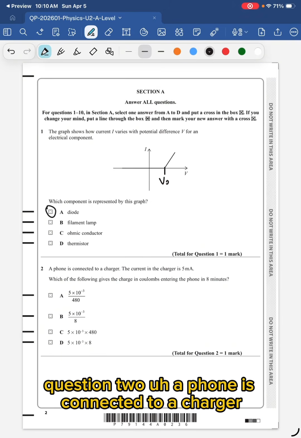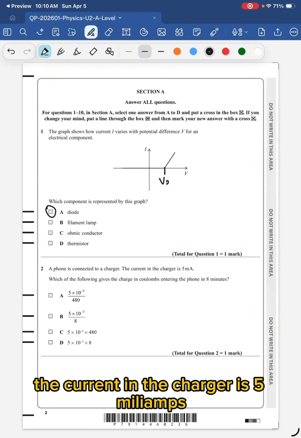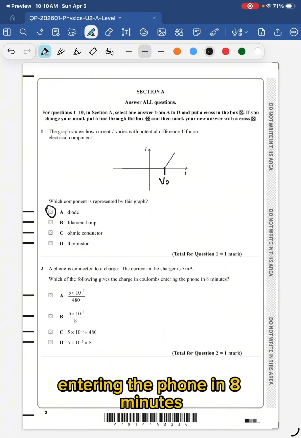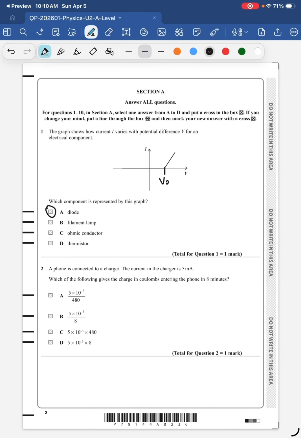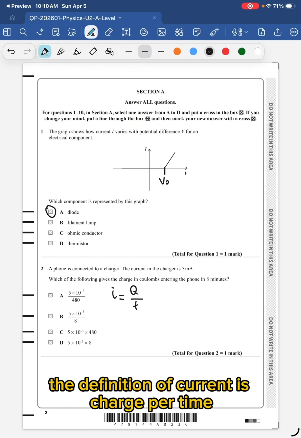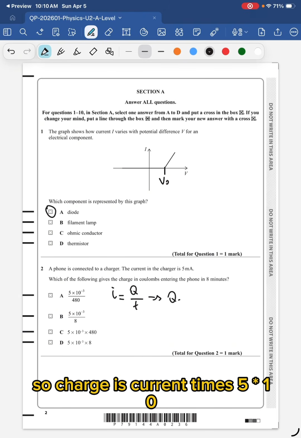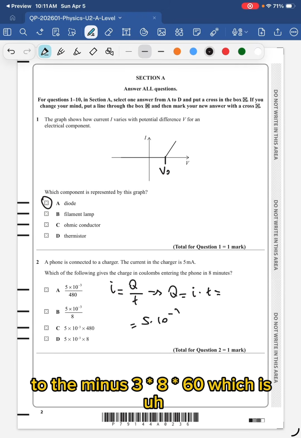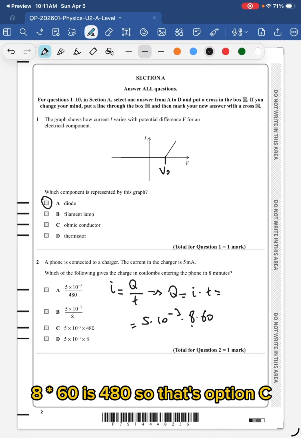Okay, question 2. A phone is connected to a charger. The current in the charger is 5 milliamps. Which of the following gives the charge in coulombs entering the phone in 8 minutes? To do this, we use the definition of current, which is charge per time. So charge is current times time: 5 times 10 to the minus 3 times 8 times 60, where 8 times 60 is 480. So that's option C.